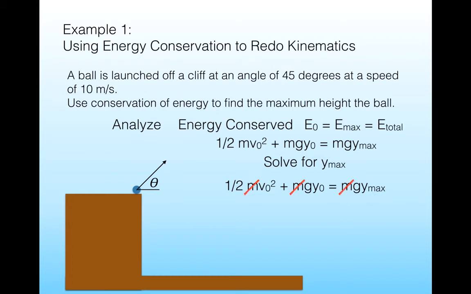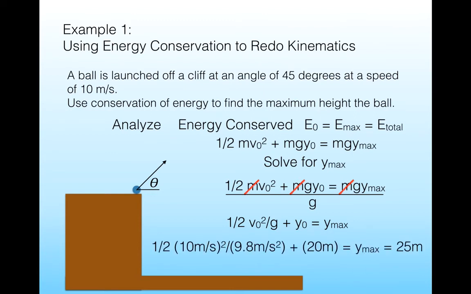Rewriting the equation, we can now cross out the mass from every part and then divide by g, and that gives us y max on the right hand side and 1/2 v naught squared over g plus y naught equals y max. We can plug in. We know that y naught is 20 meters, and for the other part we know that the initial speed is 10 meters per second and the acceleration due to gravity is 9.8 meters per second squared. And from this we can get that the maximum height is actually 25 meters.